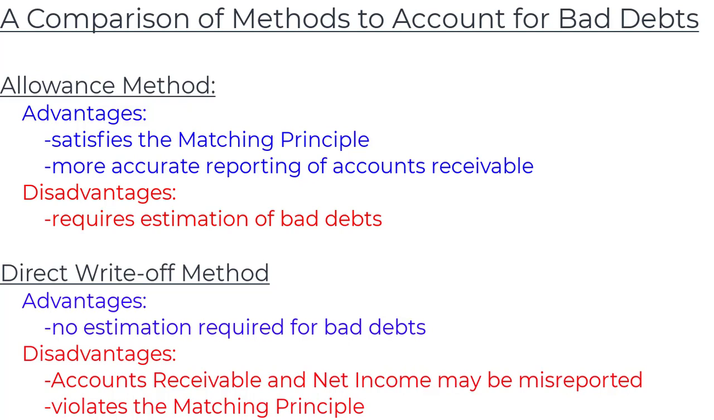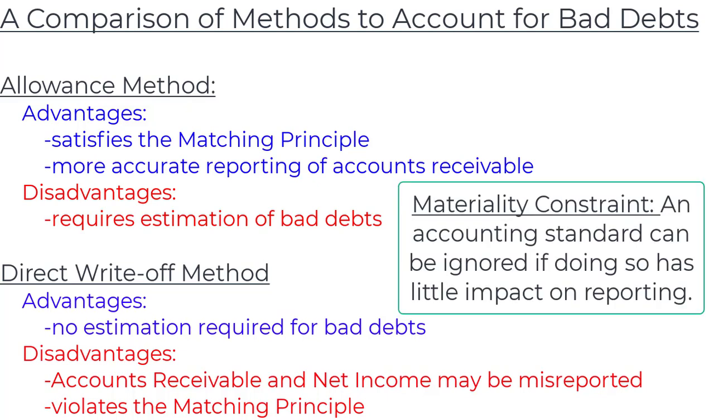So you might be wondering, if the direct write-off method violates the matching principle, how can a company get away with it? The answer is the materiality constraint, which states that an accounting standard can be ignored if doing so has little impact on reported information. This means if a company experiences relatively few bad debts, a small violation of the matching principle might be okay, and the direct write-off method could make more sense. Whereas if the company has a lot of bad debts, they should probably use the allowance method.